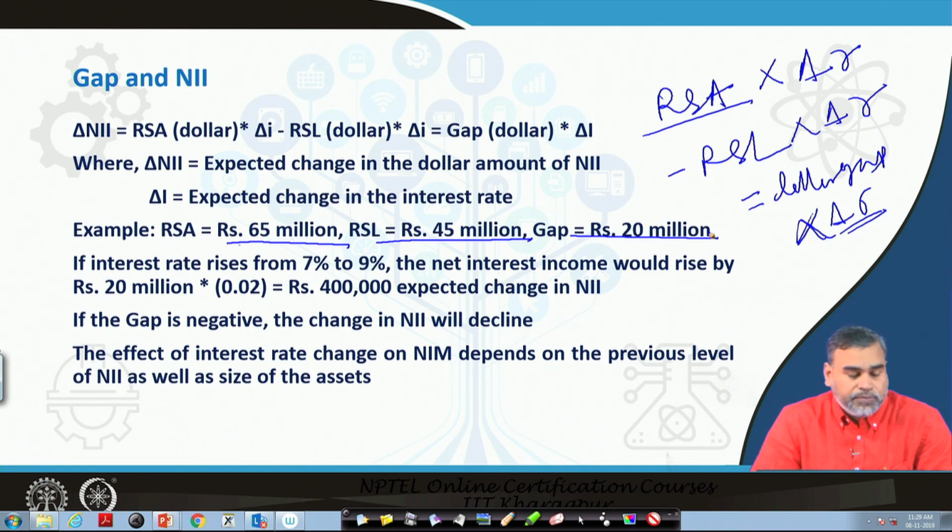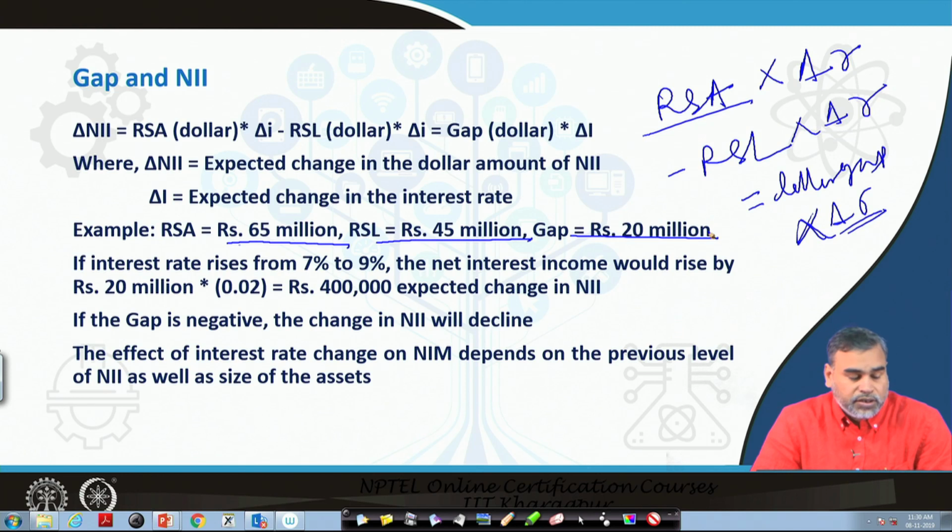Now, if for example, it is reversed, let your rate sensitive assets be 45 and rate sensitive liabilities be 65, then your net interest income will decline by 4,000 rupees. So, that means if the gap is negative, the change in NII will be a decline.